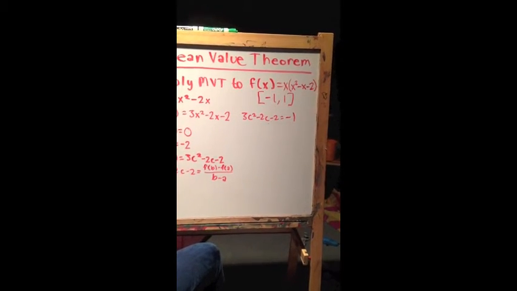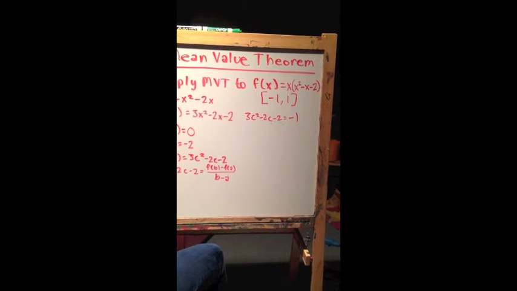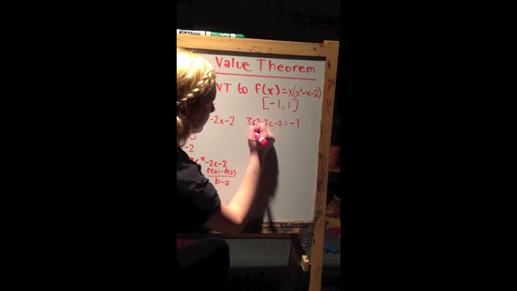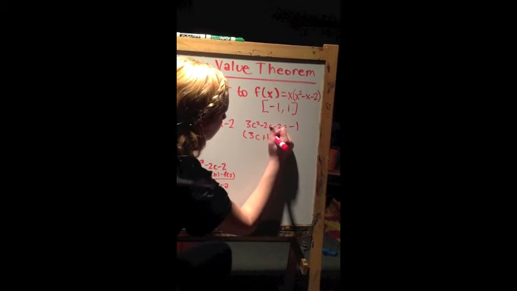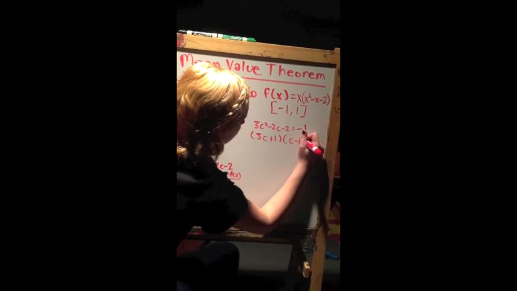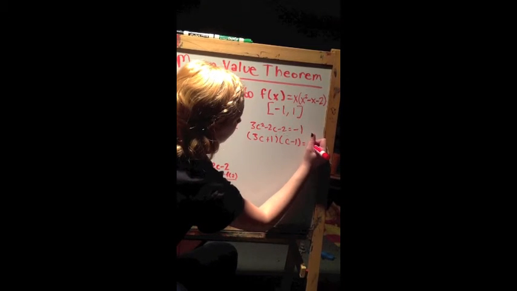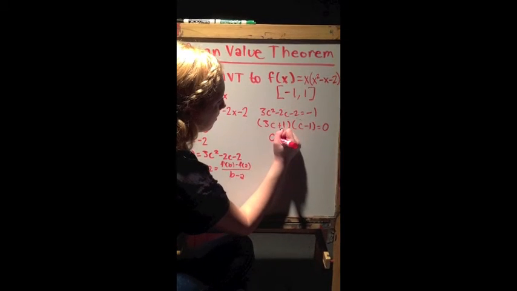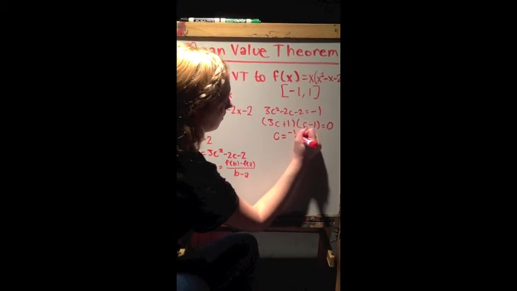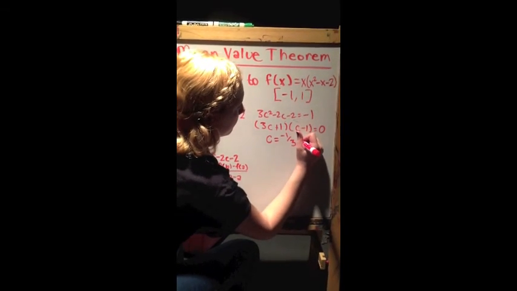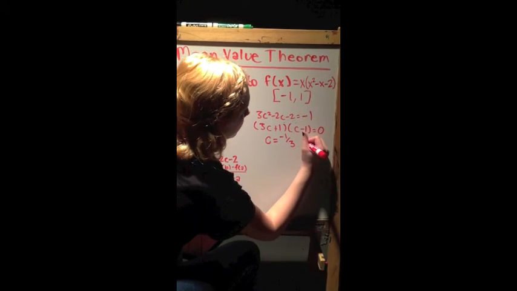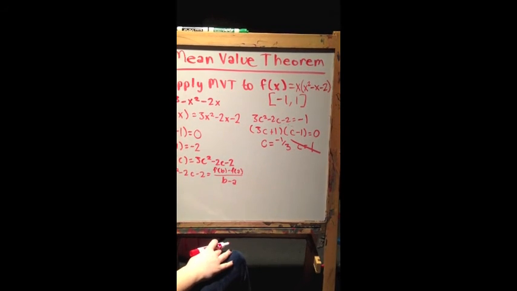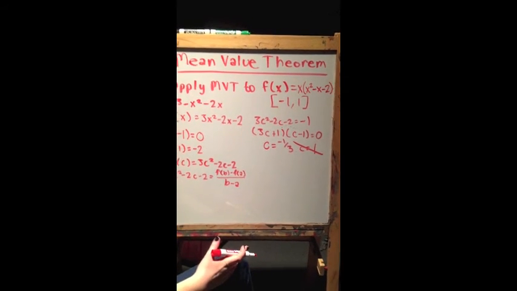So then you will factor the 3c squared minus 2c minus 2, which would give you 3c plus 1 multiplied by c minus 1 equals 0. So your c would equal -1/3 and 1. But your c cannot equal 1 because that is one of the points on your interval. And that's mean value theorem.